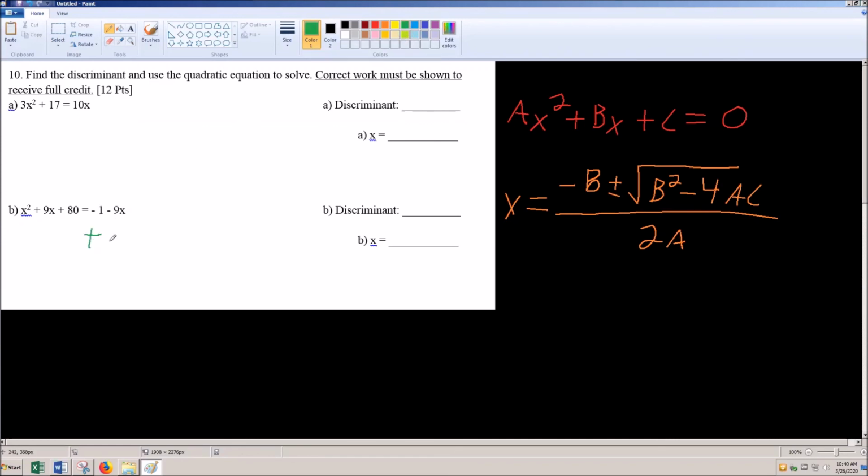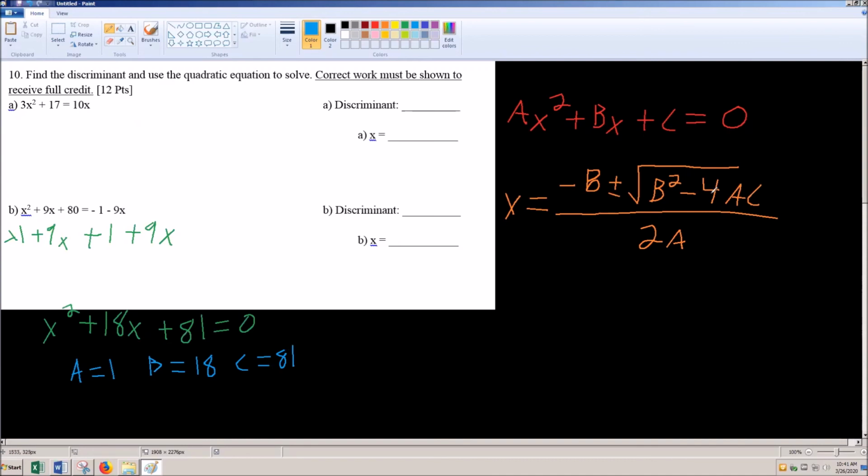And so now I'm going to solve this by first getting it set equal to 0. So I'm going to add 1 and I'm going to add 9x. I'm going to do this to both sides of my equation. So now I've got something that looks like x squared plus 18x plus 81 equals 0. So now I want to get my a, b, and c values. My a value here is 1. My b value is 18. And my c value is 81.